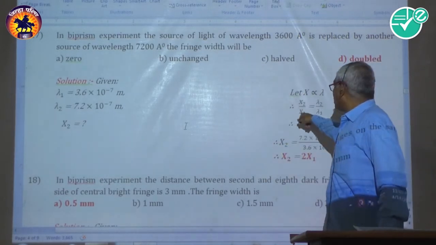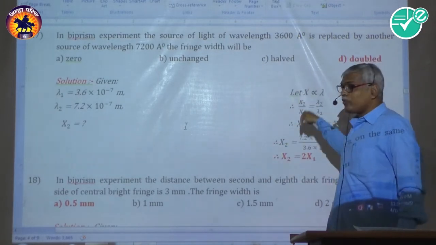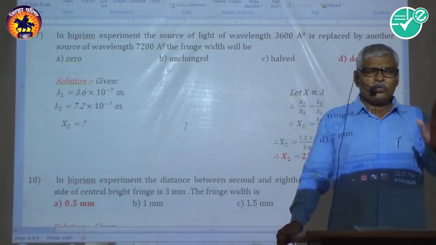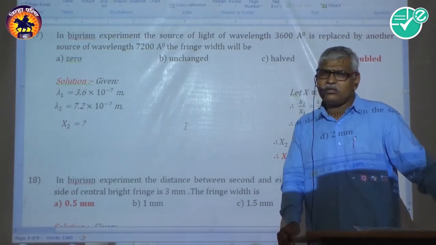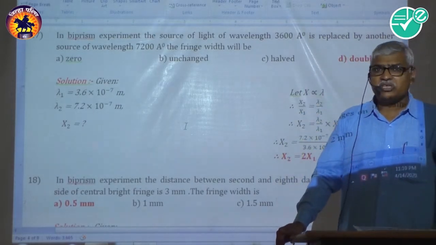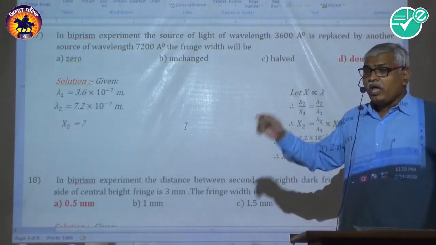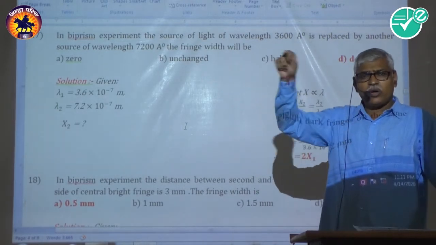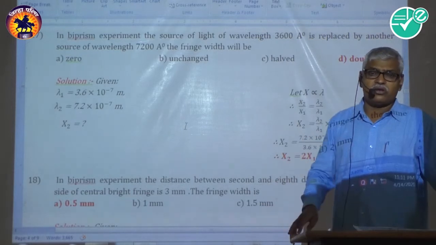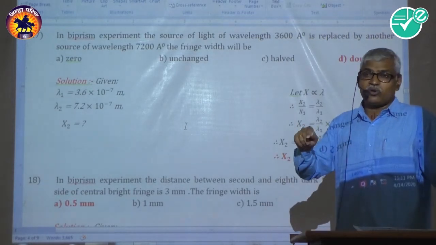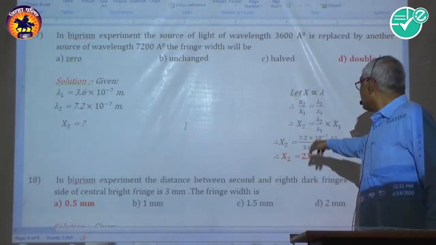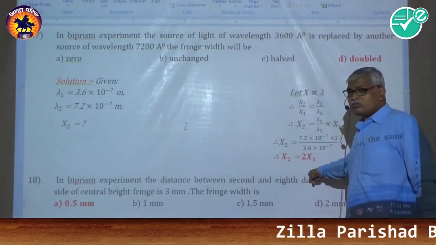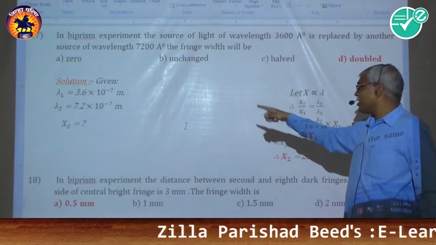That is, x1 upon x2 is equal to lambda 1 upon lambda 2, or x2 upon x1 is equal to lambda 2 upon lambda 1. You should only know the basic formula. That formula will be asked in a variety of ways. Since x is directly proportional to lambda, we can directly write x2 upon x1 is equal to lambda 2 upon lambda 1. Therefore, x2 is equal to x1 into lambda 2 upon lambda 1. Write down x1 throughout and put the values of lambda 2 and lambda 1.